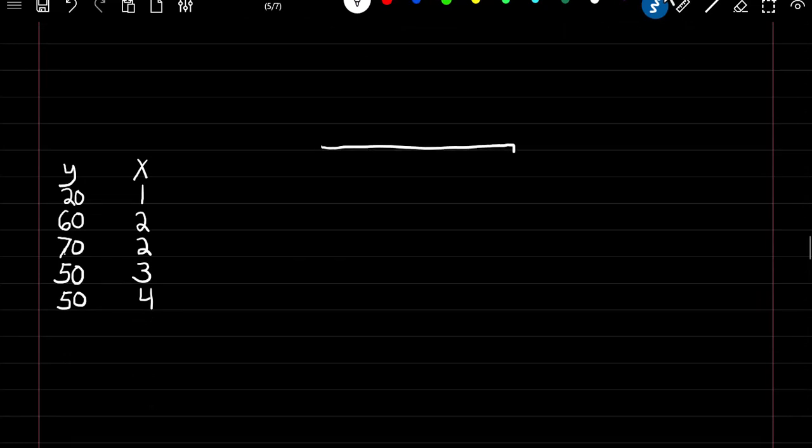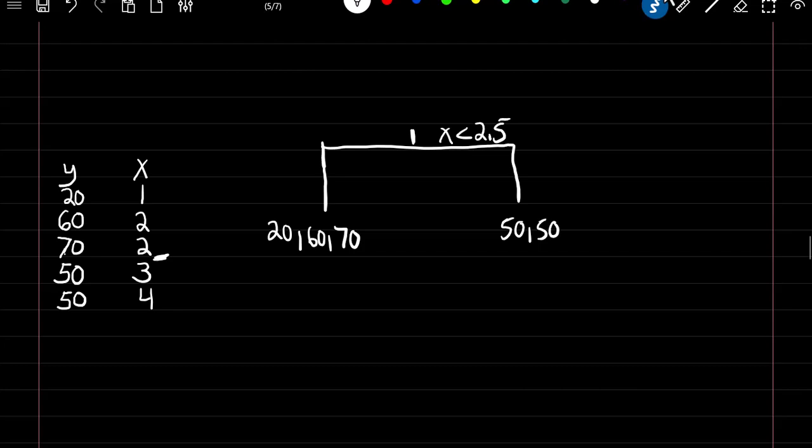So now we can do the same thing, but now we're going to try our second split, which is between 2 and 3. So we can say if x is less than 2.5, or the midpoint between the two, and now let's go about the same process. The observations with x less than 2.5 have y values of 20, 60, and 70. And on our right side, if x is greater than 2.5, we're going to have 50 and 50.